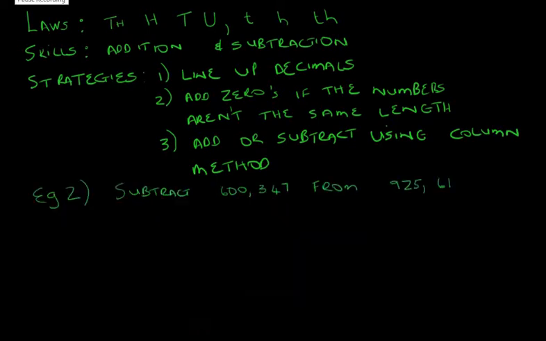Now in this example, we need to subtract 600,347 from 925,61. What's our first step? We need to organize this into the column method. As a matter of interest, which of the two numbers will go on top? It's the one that follows the word from. So that number will go on top.